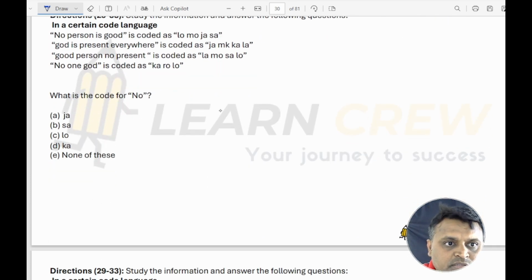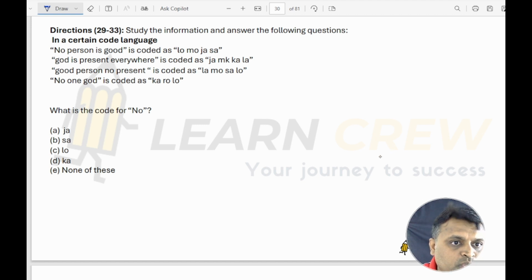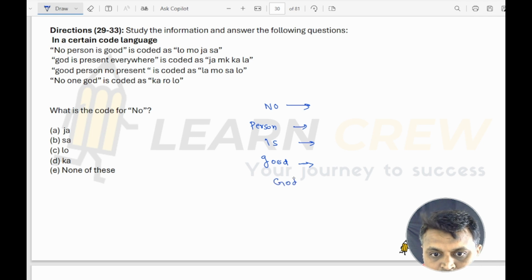Now the next one is based on coding. We have to write the codes for all the words. No person is good. God is present everywhere.